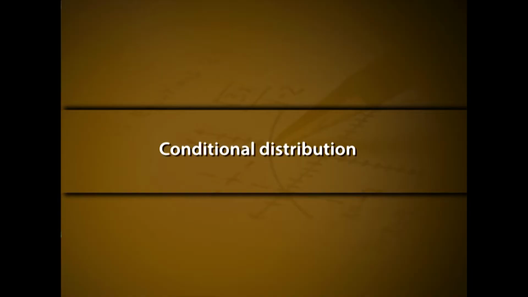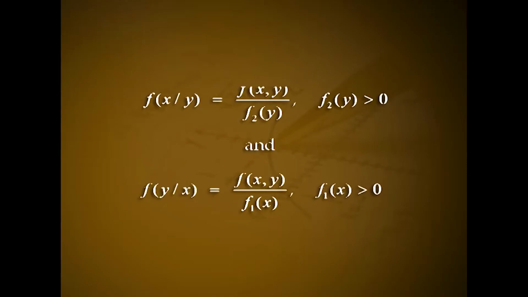Conditional distribution. The conditional PMF or PDF is denoted by f of x given y or f of y given x and is defined as f of x given y equal to f of xy divided by f2 of y for f2 of y greater than 0, and f of y given x is equal to f of xy divided by f1 of x for f1 of x greater than 0.